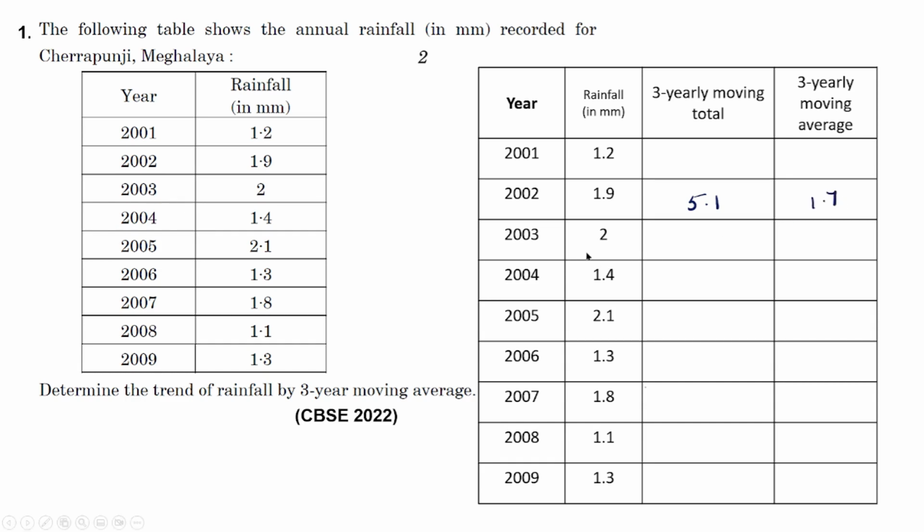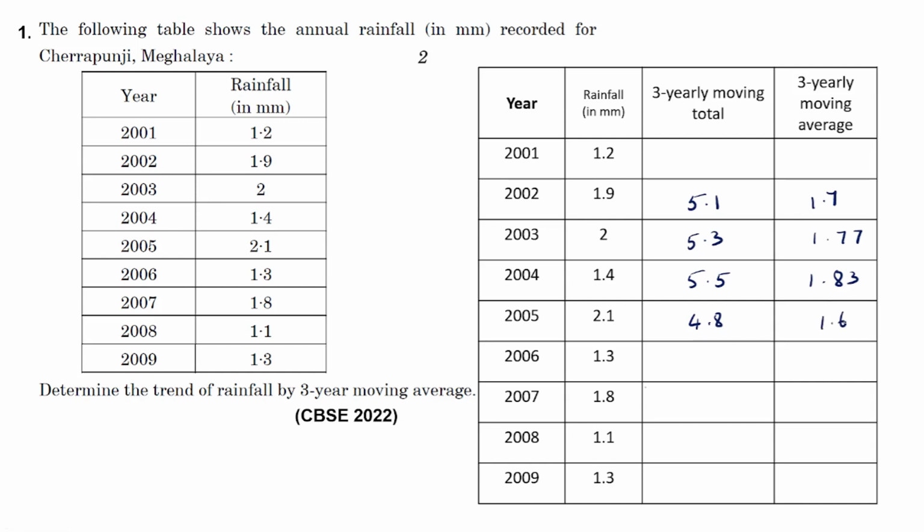And next we have the 3 yearly moving total for this year 2003. It is 1.9 plus 2 plus 1.4. So it is 5.3. The 3 yearly moving average is 5.3 by 3, 1.77. And here we have 2 plus 1.4 plus 2.1. So it is 5.5. The 3 yearly moving average, 5.5 divided by 3, is 1.83. Here we have for 2005, 1.4 plus 2.1 plus 1.3. It is 4.8. The 3 yearly moving average is 4.8 divided by 3.